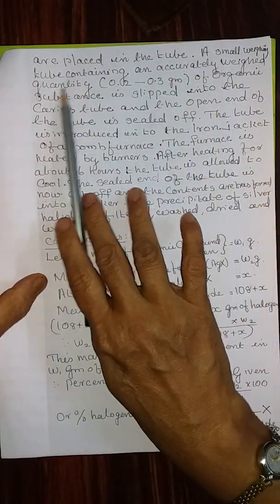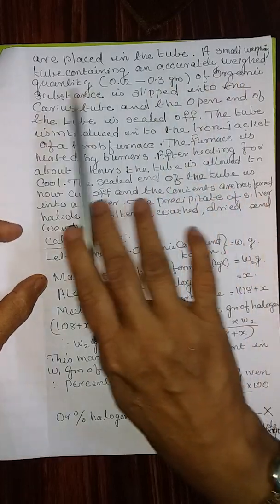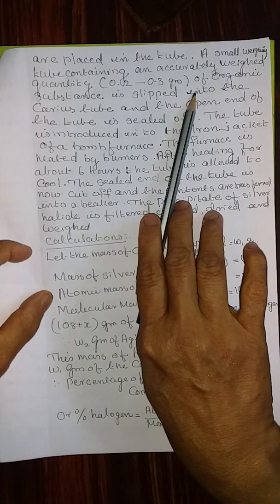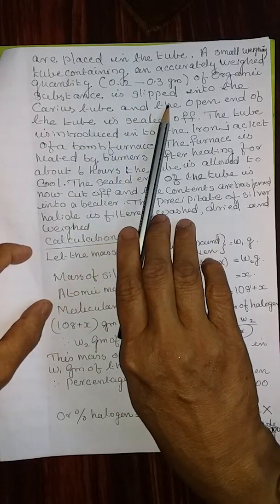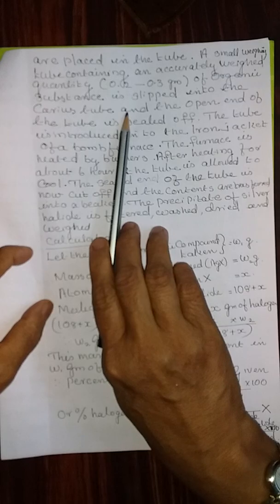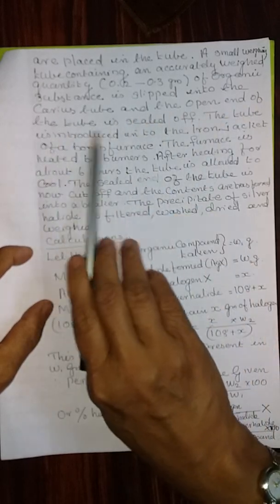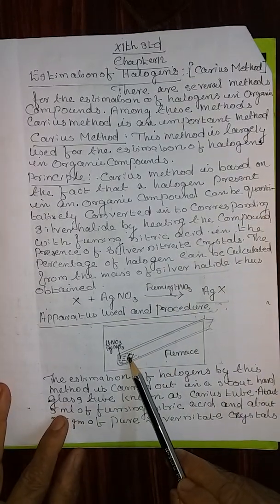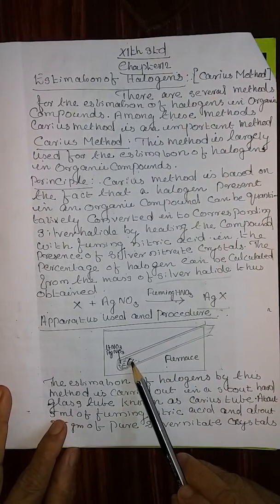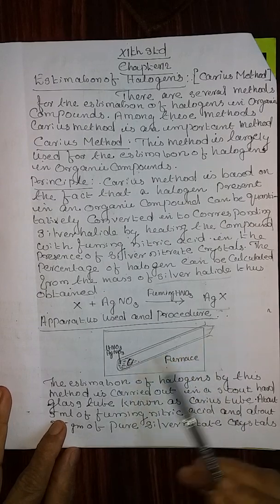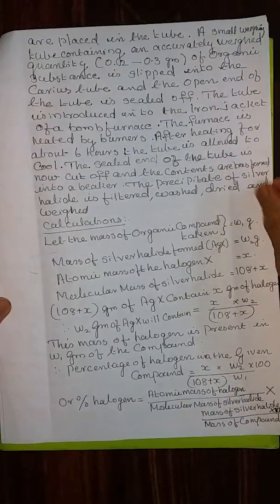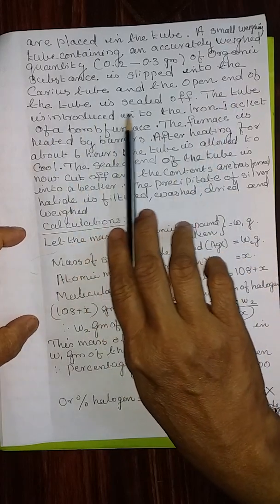A small weighing tube containing an accurately weighed quantity, about 0.2 to 0.3 grams, of an organic substance is slipped into the Carius tube. That means this is the weighing bottle in which the weighed amount of organic substance is slipped into it. After that, this Carius tube is sealed, and the open end of the tube is sealed off.